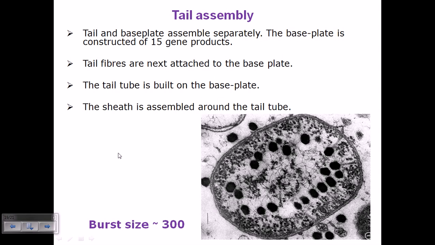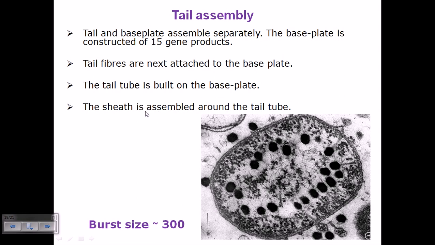Then the tail fibers are attached to it. Then the tail tube starts to build onto this base plate, and as the base plate and tail tube are built, they will come and be attached to the viral head. After this attachment, the sheath is assembled around the tail tube. That's how the tail is assembled. Once the tail is completely assembled, it will be directly and randomly attached to the phage head. This attachment of the phage head with the tail is a kind of random. Nothing can be predictable in this case.